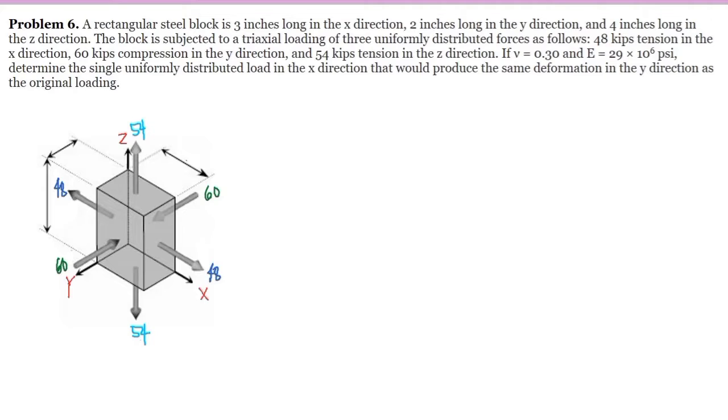If the Poisson's ratio is 0.3 and the modulus of elasticity is 29 times 10 to the 6 psi, determine the single uniform distributed load in the x direction that will produce the same deformation in the y direction as the original loading. So here, we are mostly interested in the y direction.